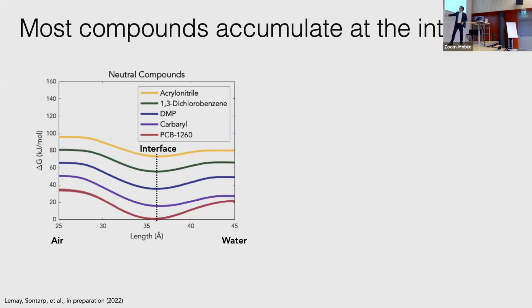From the height between the different plateaus in each bulk fluid, we can determine the Henry's law constant. And then from the full shape of the free energy profile between the minimum and one of the bulk fluids, we can calculate an interfacial absorption coefficient, either from absorbing from bulk water to the interface or from bulk air to the interface.